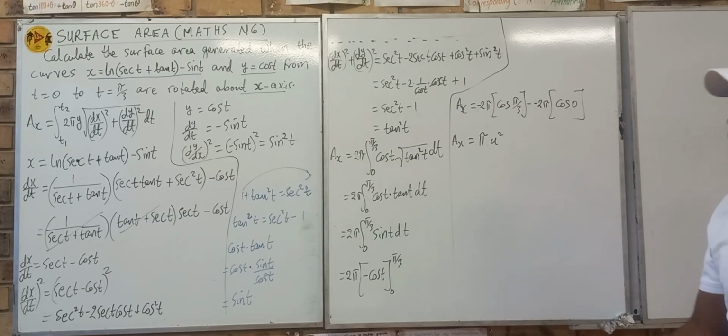Pi is 3.14, somewhere around there. So guys, that's how easy it is to calculate surface area.